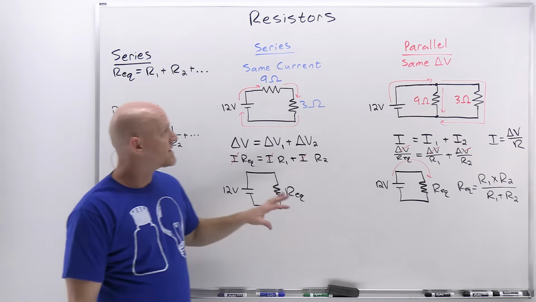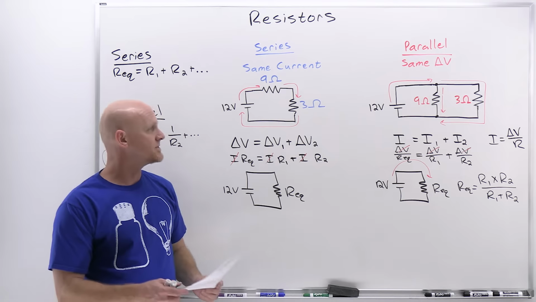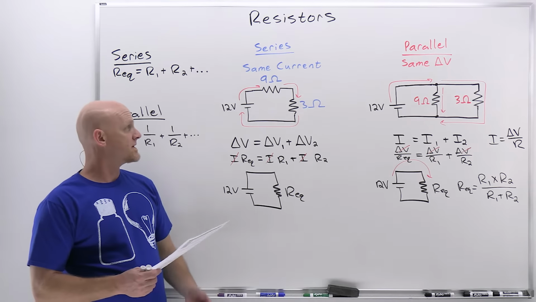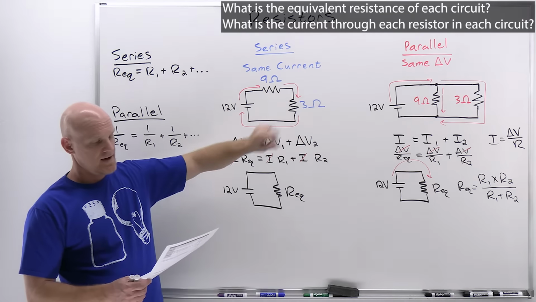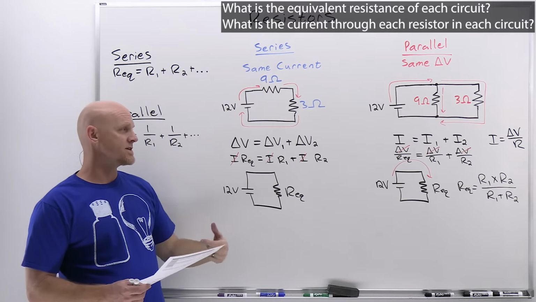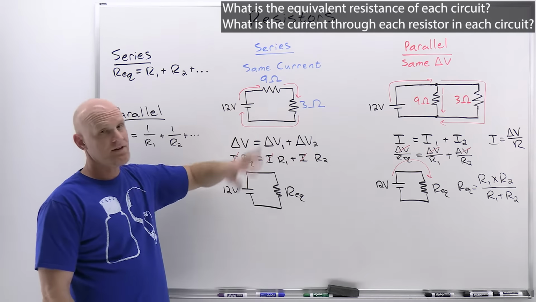Okay, so now that we've defined some things, we've got a couple of questions to answer about each of these sets of resistors. What is the equivalent resistance of each circuit? And what is the current through each resistor in each circuit? We'll go from there. All right, the series case is definitely the easier of the two.